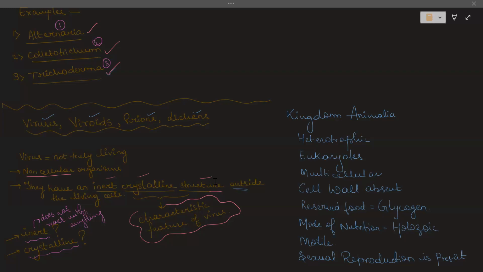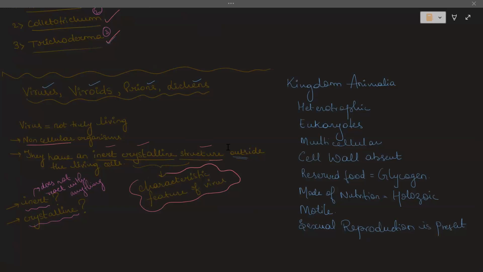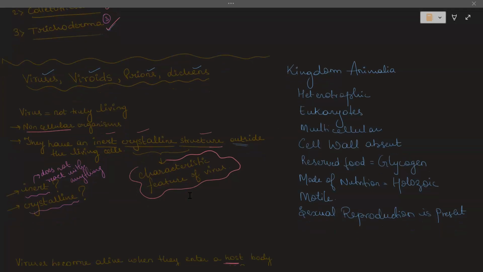Now, should we write kingdom and media also? Yes. After this Deuteromycetes is done, you can write Animalia just like an introductory part about the points, and then you can start with viruses and everything, okay? Or if you've written viruses and all, then you can write Animalia at the end also. It depends on you.